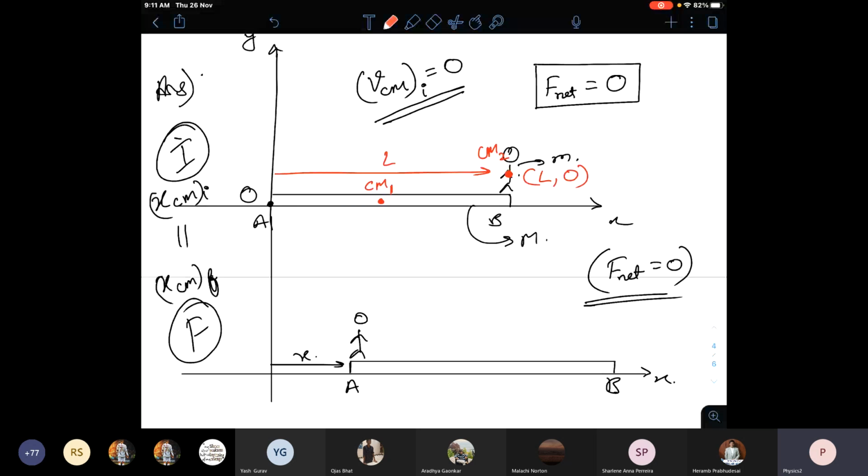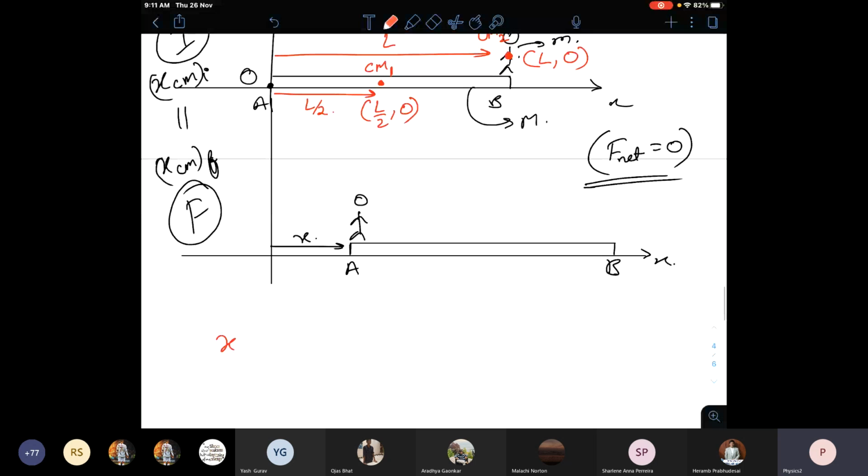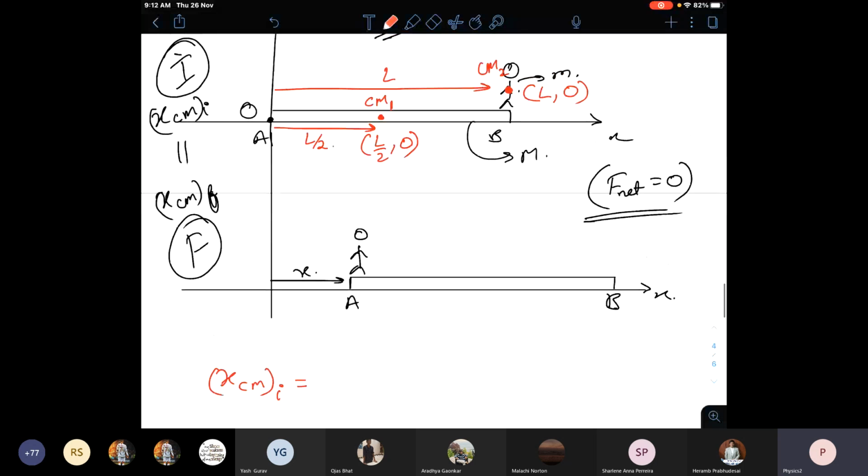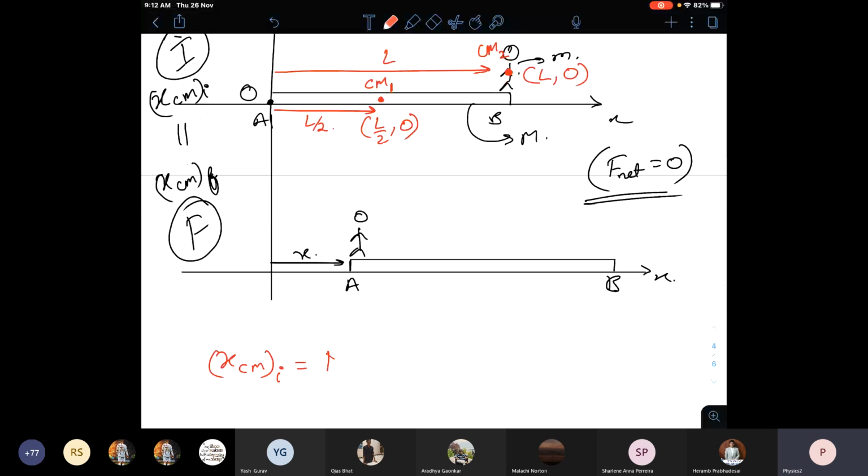So cm1 coordinates of this will be how much? It will be at a distance L by 2. So this is L by 2 comma 0. Now if you write xcm initial, it will be m1 x1. M1 is how much? M1 is capital M. X1 is how much? L by 2, plus m2 x2. M2 is how much? Small m. X2 is how much? L, upon M plus m. This is the initial center of mass.